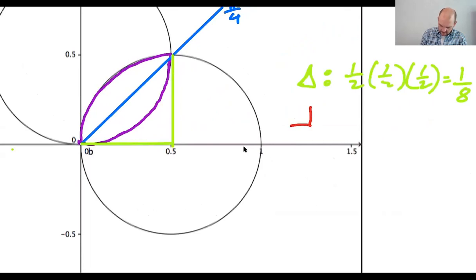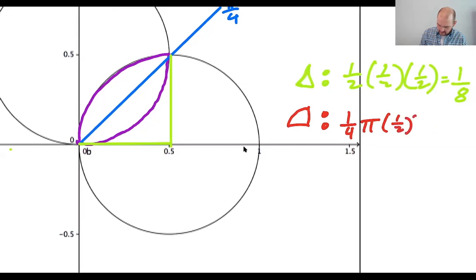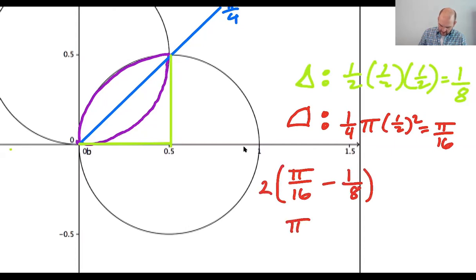Quarter circle is going to be 1/4 of pi times the radius squared. The radius is 1... wait, the radius is 1/2? What am I doing? 1/2 squared, so this is 1/4 of, this is pi over 16. So I have pi over 16 minus 1/8, but that's only half of it. So I have to double it, which gives me pi over 8 minus 1/4, which is what we got by doing the polar integral.